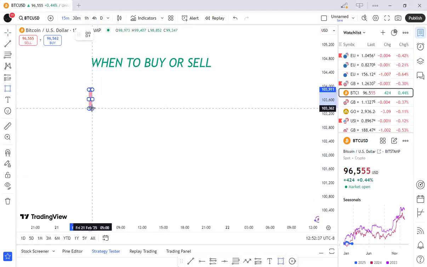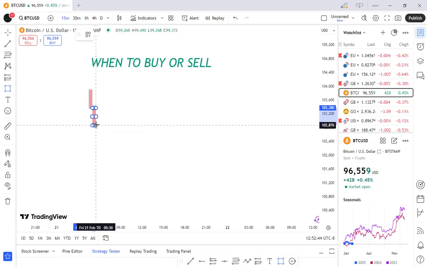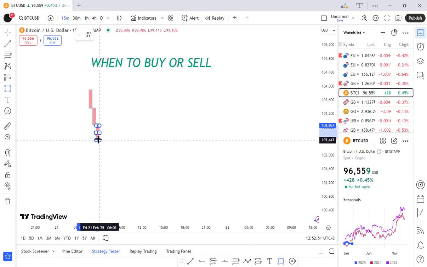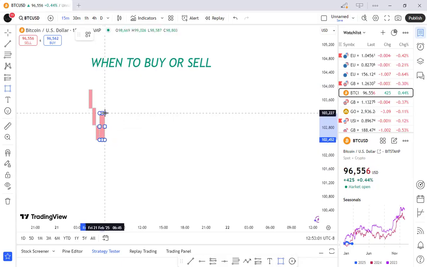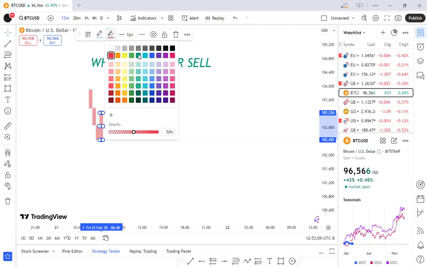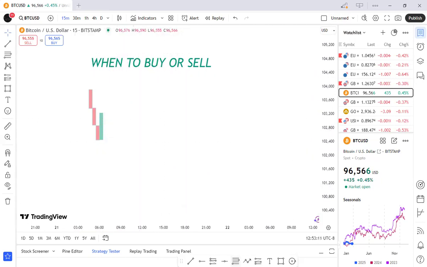Let me say this is a selling pressure going down, and this is a selling pressure going down. Let's say the buyers want to take over this market, and then you notice price going up. The buyers are in the market. You notice price going up, telling us that the buyers are in the market.